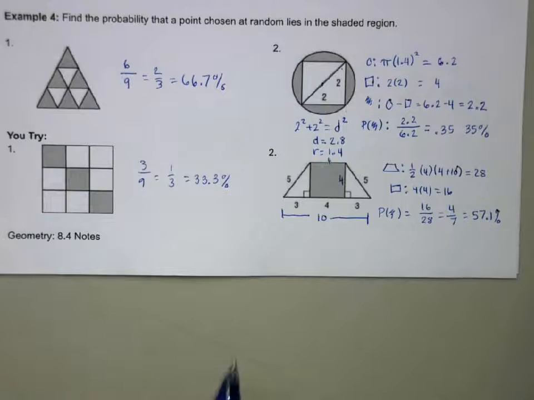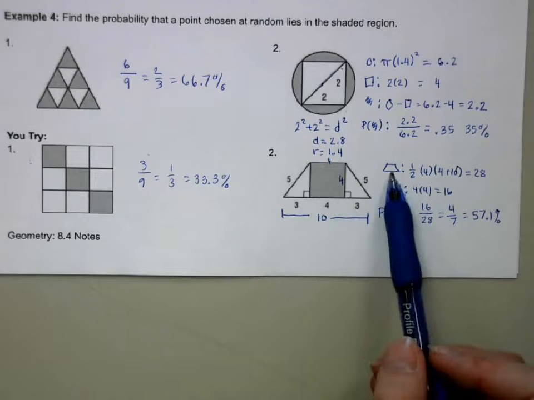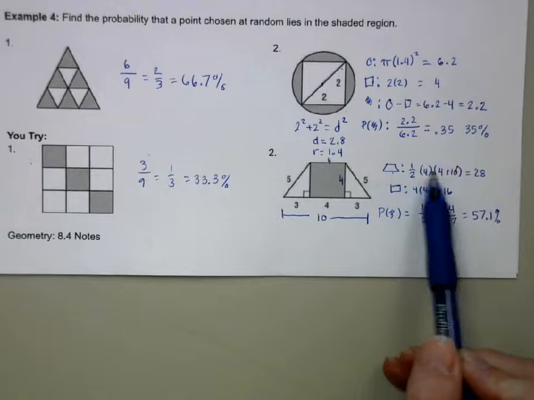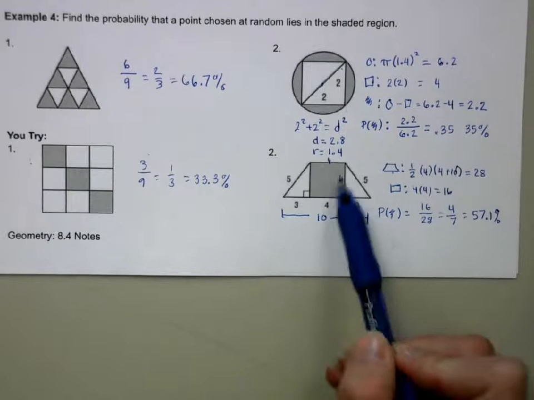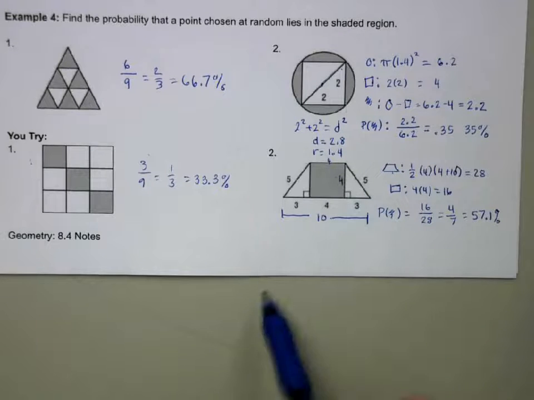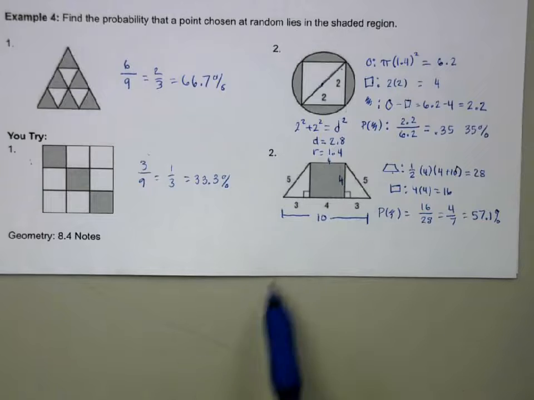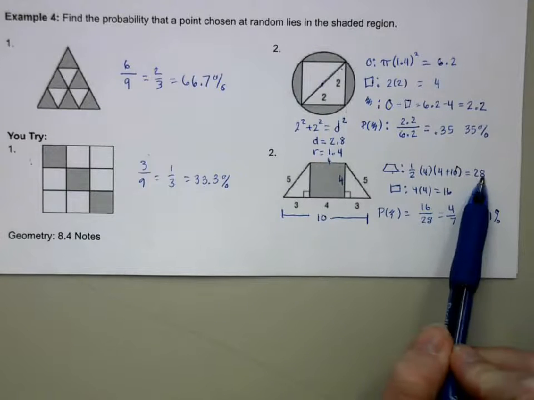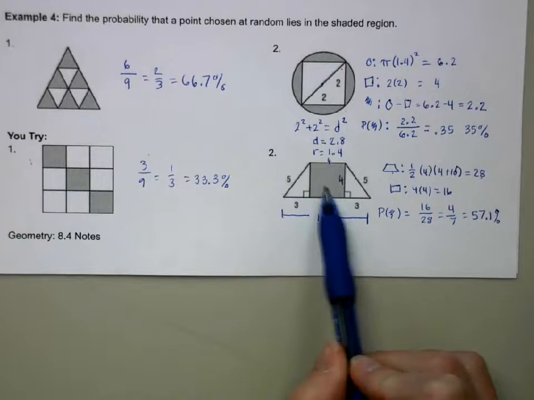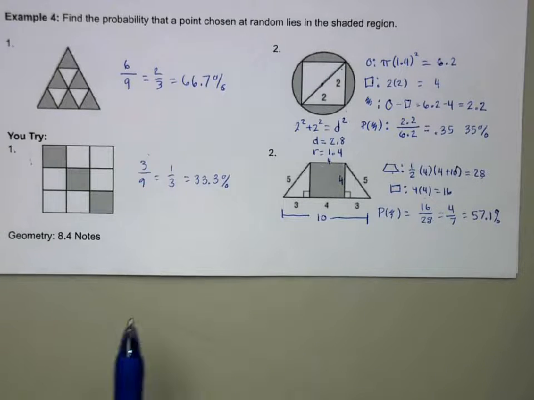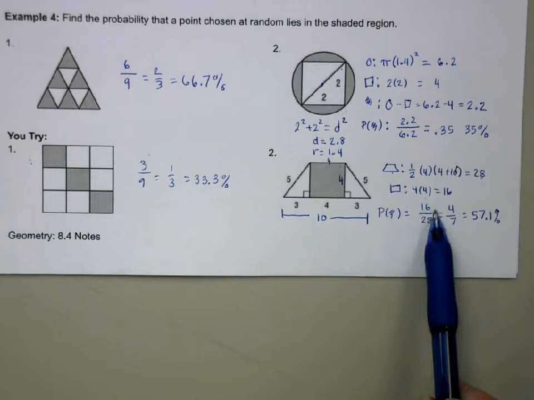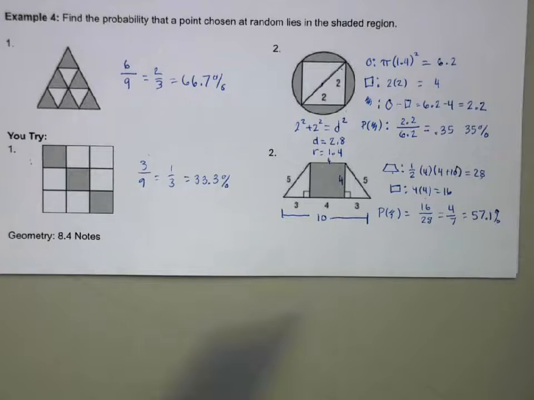So this one, after counting, 3 of the 9 are shaded, so that's 33%. This one, we wanted to find the area of a trapezoid, which is 1/2 times the height times the sum of the bases. The height, this is going to be a 3, 4, 5 triangle, so that height is 4. This length, 3 plus 4 plus 3 is 10. This is 4, so that's going to give me 28. The shaded area is the square, which is 4 times 4, so the probability is the 16 over the trapezoid, 28, which gives us 57.1. So that is geometric probability.